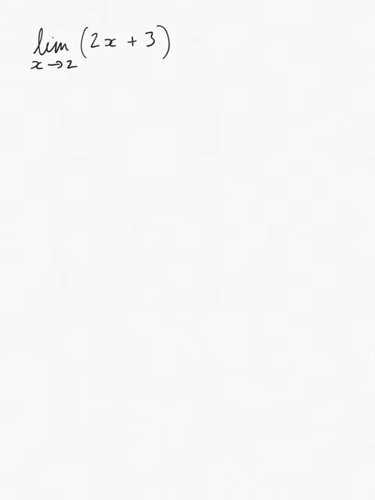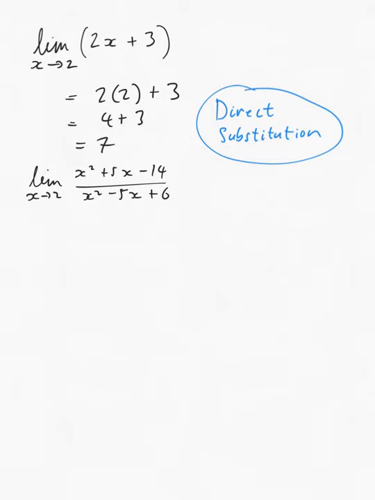Some limits are easy to find. For example, if I want the limit of 2x plus 3 as x approaches 2, I can just plug in 2 there. That's equal to 2 times 2 plus 3, which is equal to 4 plus 3, which is equal to 7. If I can get a limit by just plugging in the number like that, that's called finding the limit by direct substitution.